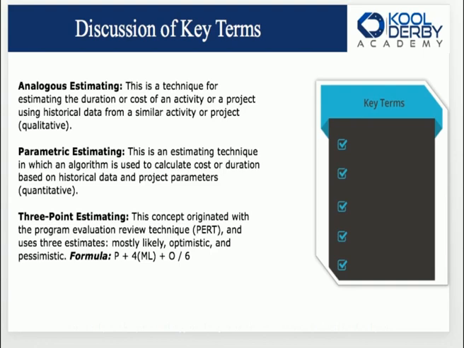Okay, here are 3 key terms. Analogous estimating. This is a technique for estimating the duration or cost of an activity or a project using historical data from a similar activity or project. It is qualitative. So remember, analogous estimating is, hey, we're going to estimate based on what we've seen in the past. It took us 5 months or 10 months to do this kind of work, so we're going to use that estimate, which is qualitative because it's based on previous work. We're going to use that as our number, as far as putting it into the schedule. Analogous is based on something that happened in the past.